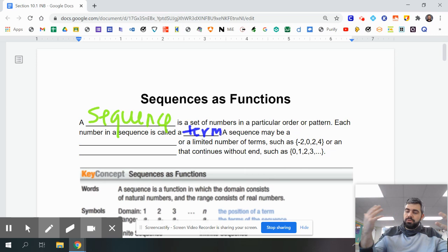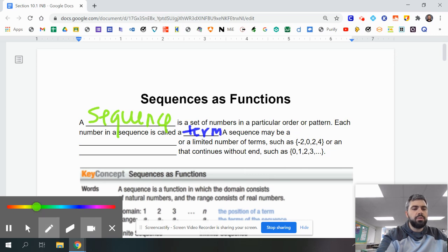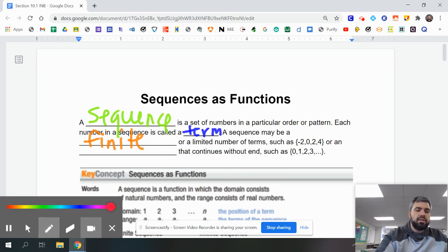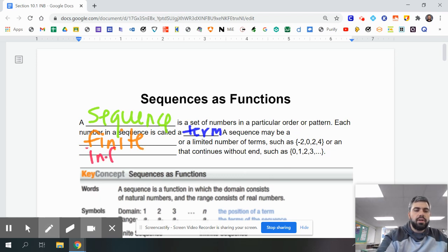So there are different types of sequences. Well, there are lots of different types of sequences, but specifically, there are sequences that end. Those are called finite, right? And so we think of finite as like cards in a deck, right? Or there are sequences that are infinite. Infinite sequences go on forever, right?